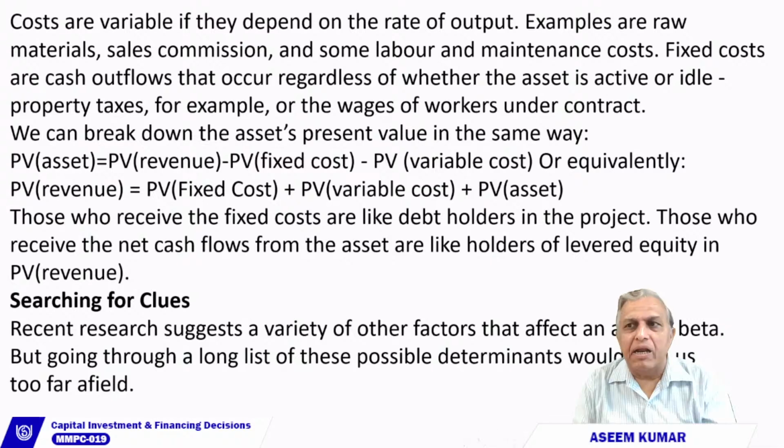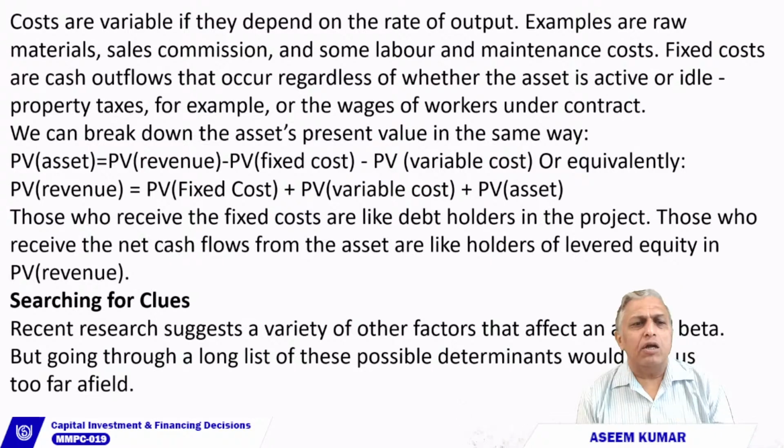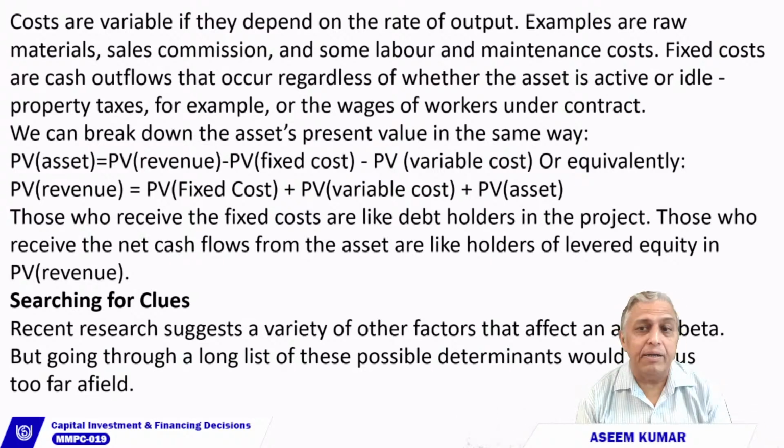But on the contrary, fixed costs are cash flows that occur regardless of whether the asset is active or idle. So suppose you are not using the building, you still have to pay the property tax, for example, or the wages of workers under contract. You have deployed some workers. If you don't have orders, definitely the contractual workers will be there with you, at least the minimum part. So you cannot avoid those costs. That is why fixed cost occurs regardless of whether the asset is active or idle.